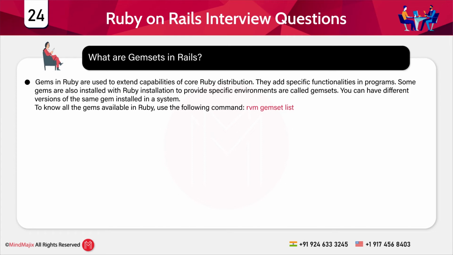Some gems are also installed with the Ruby installation to provide specific environments to call the gemsets. You can have different versions of the same gems installed in the system. Whenever you want to add extra functionality to the program, you can install gems. What is the command to check how many gems are installed for our application? RVM gemset list. It will list all the gems available for the application.